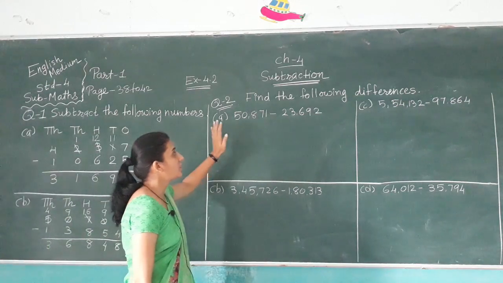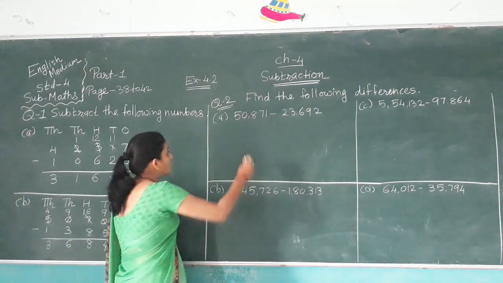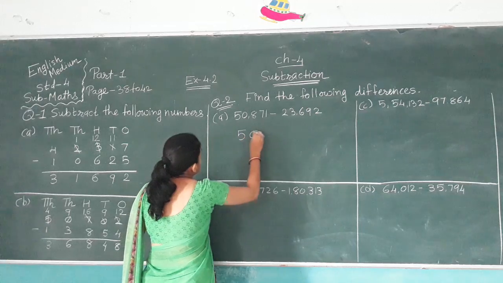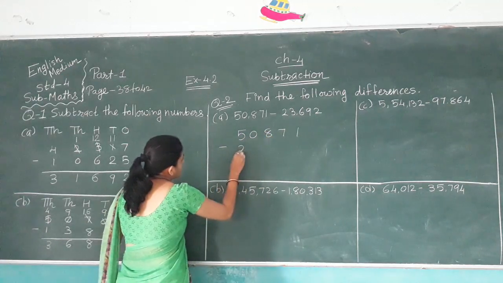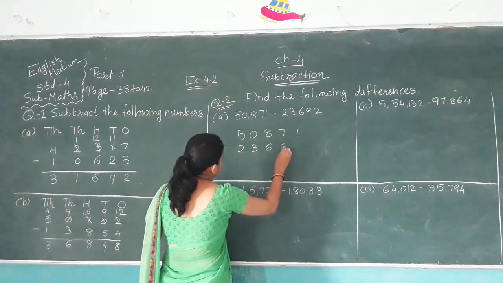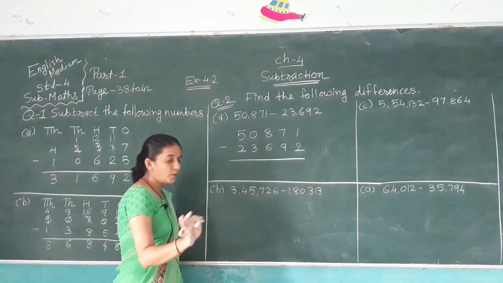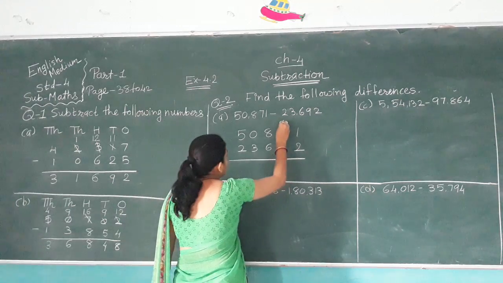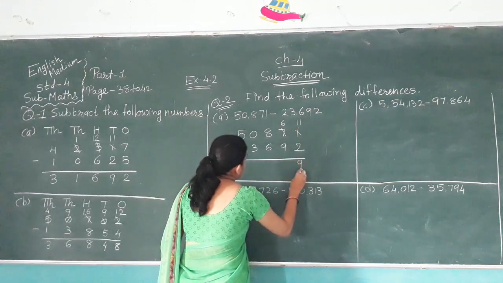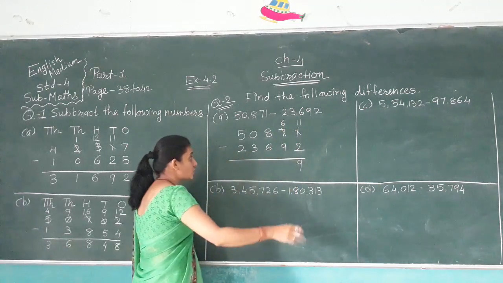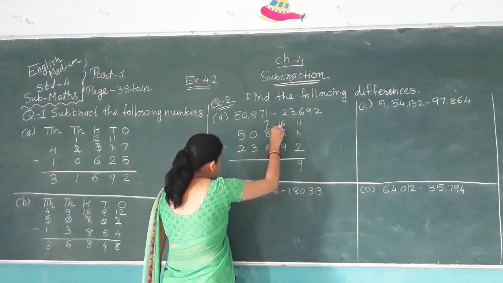Find the following difference. Both are same. So, here 50,871 minus 23,692. 1 minus 2, it is not possible. Here cut, right here 6, cut here 1, here 11, 11 minus 2, 9, again 6 minus 9, it is not possible. Here cut here 8, right here 7, here 16.